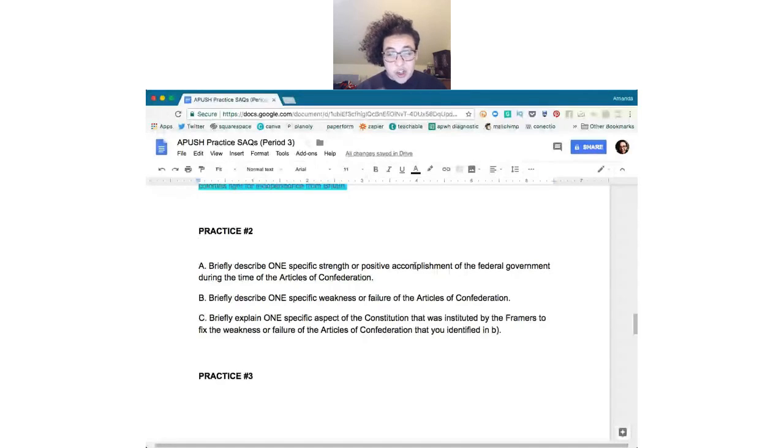Describe one specific strength or positive accomplishment of the federal government during the time of the Articles of Confederation. Describe one specific weakness of the Articles of Confederation. Just explain one aspect of the Constitution that was instituted by the framers to fix the weakness or failure that you identified in part B.